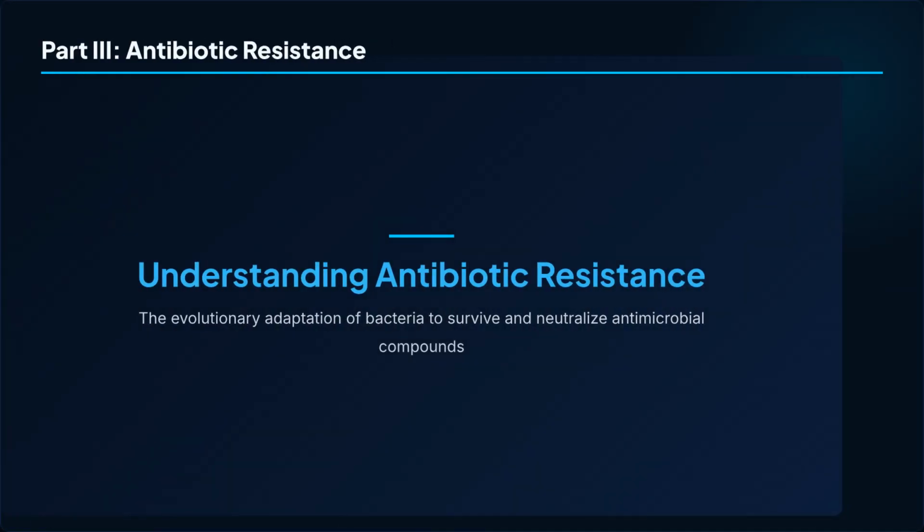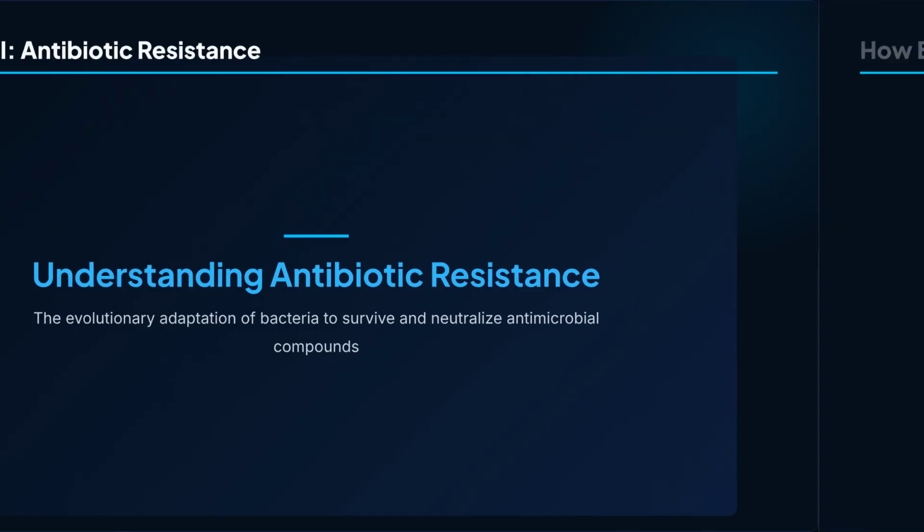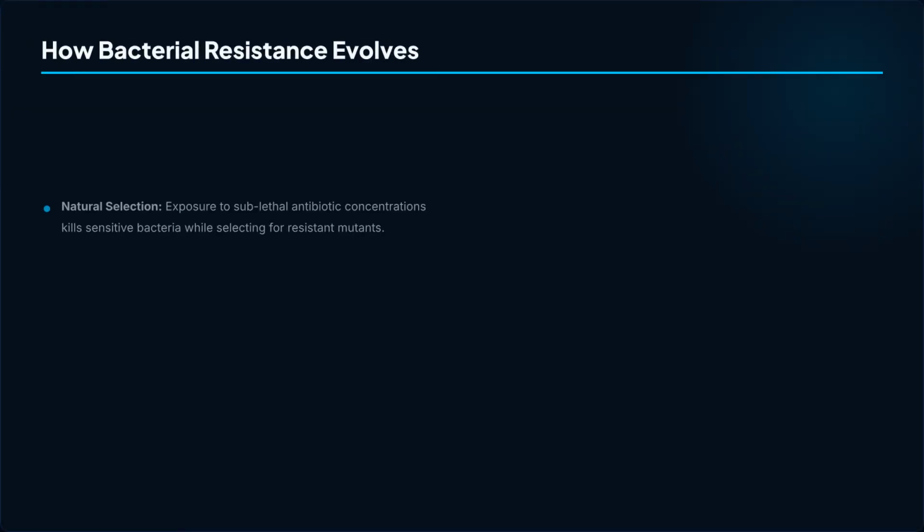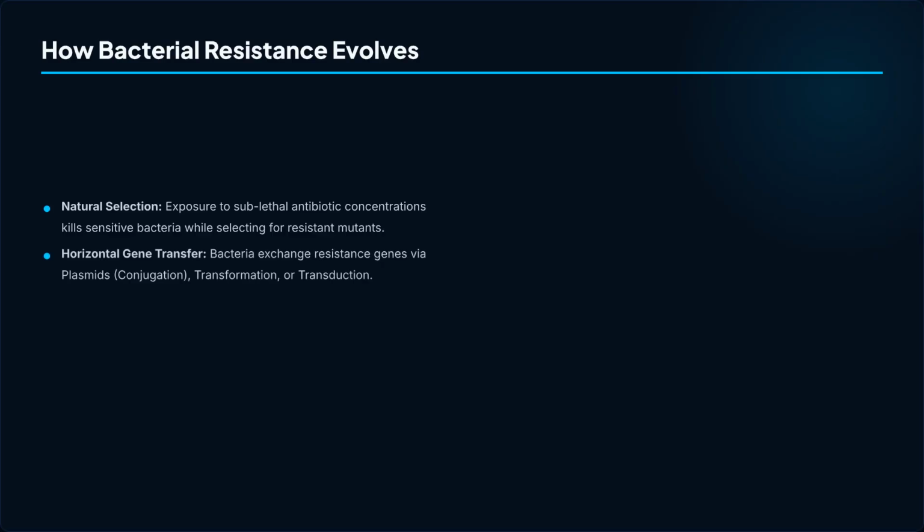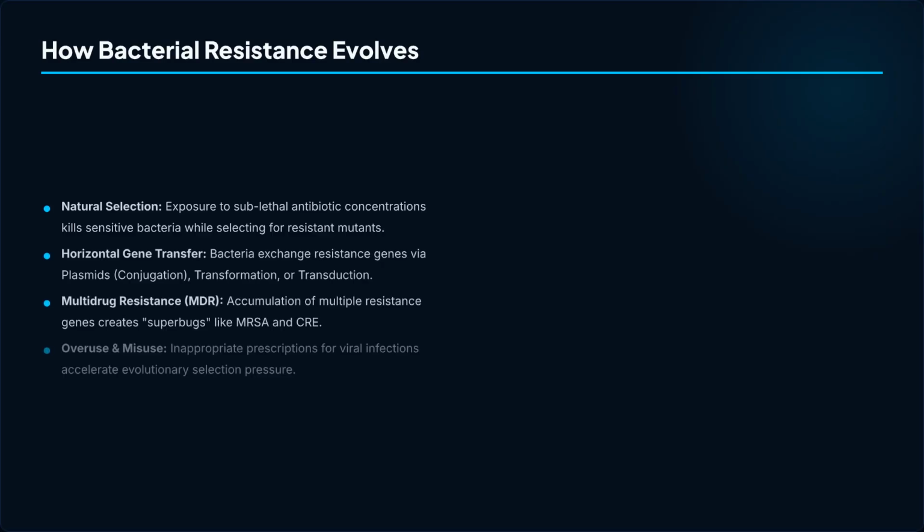Part 3 addresses antibiotic resistance, the process by which bacteria adapt to survive exposure to antimicrobial compounds. Bacterial resistance evolves through natural selection in the presence of sublethal concentrations, horizontal gene transfer between bacteria, and the overuse or misuse of antibiotics, which significantly accelerates selection pressure.